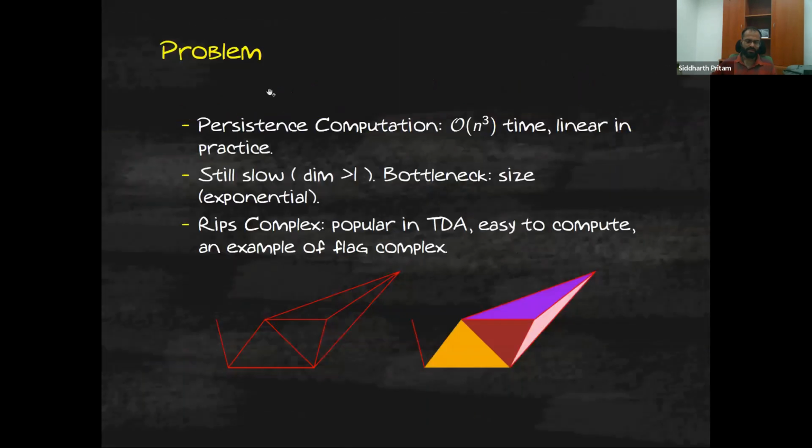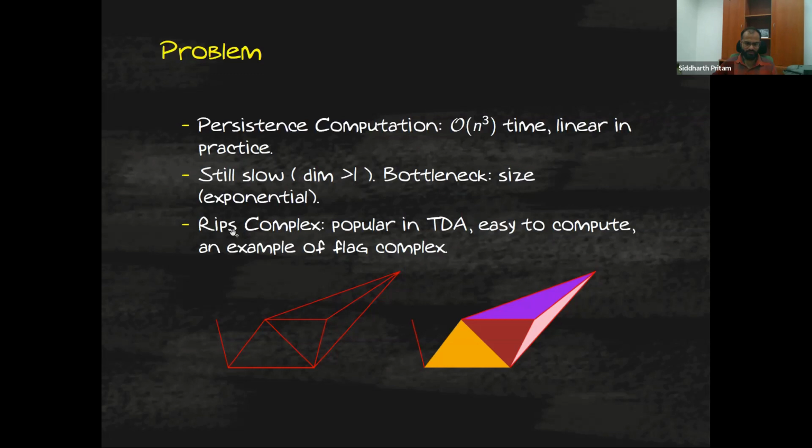So basically the problem we want to solve here is efficient computation of persistence diagrams. As you might know, persistence computation is still slow, especially in dimension greater than 1, and even greater than 4 it is really slow. Even though we have cubic time complexity, and in practice it works linearly, the main bottleneck is the size of the complexes, which is exponential with dimension.